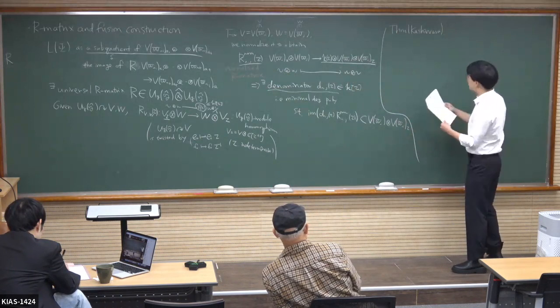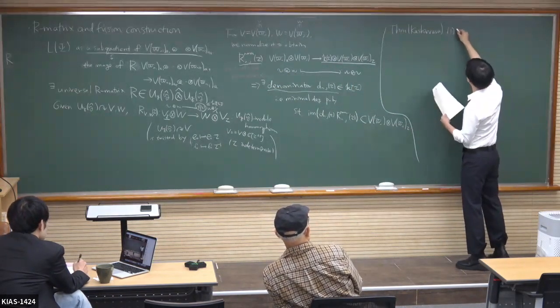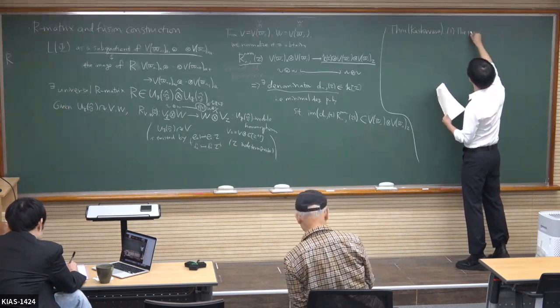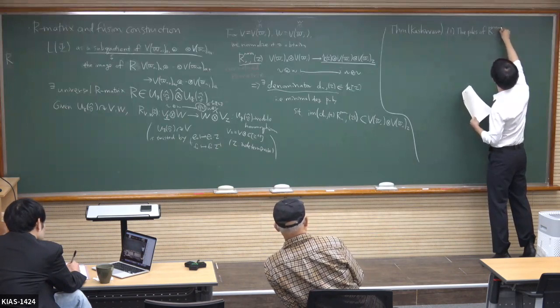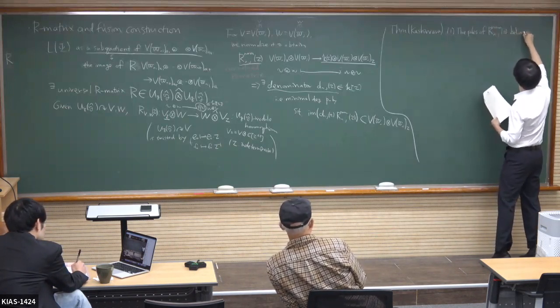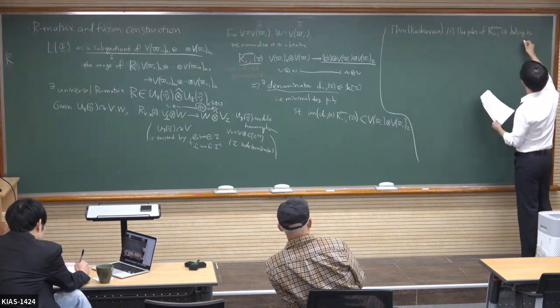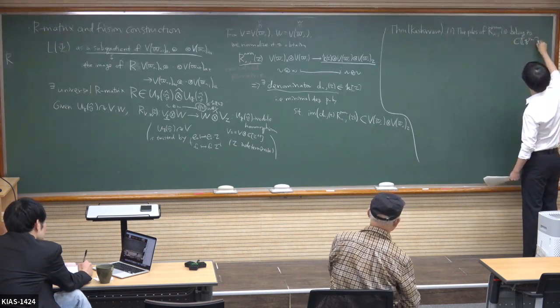So first of all, the poles of the normalized R matrix are a very specific subject, 1 over n, or certain n.